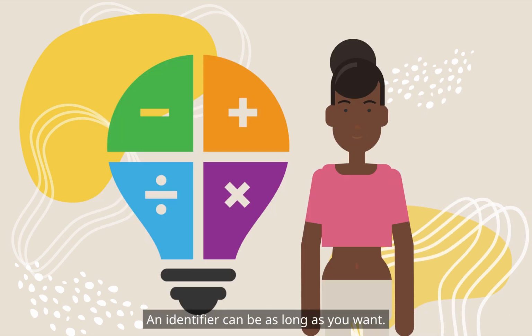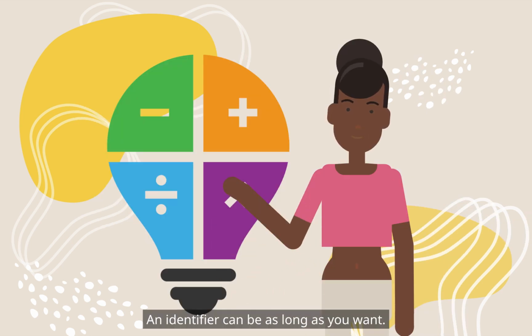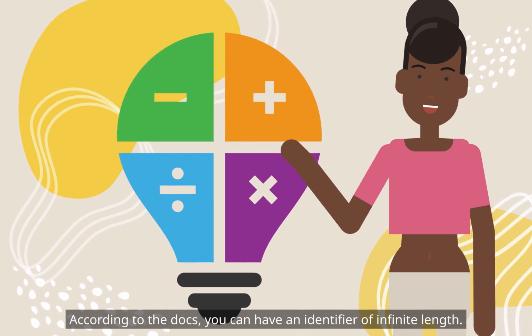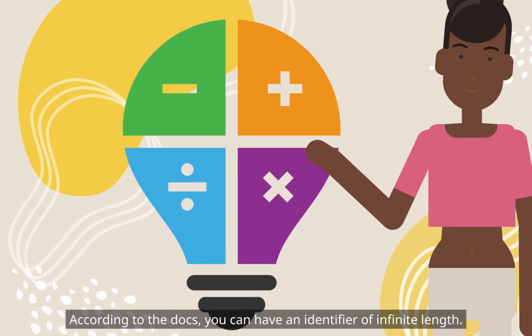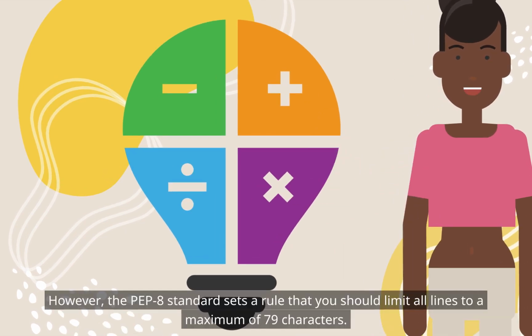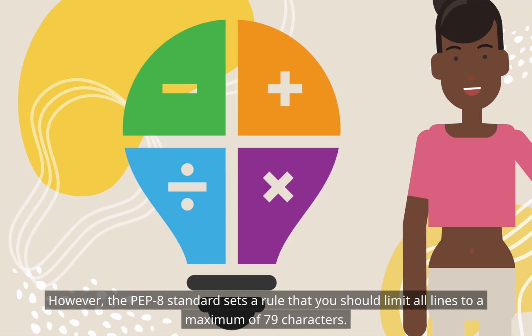An identifier can be as long as you want. According to the docs, you can have an identifier of infinite length. However, the PEP 8 standard sets a rule that you should limit all lines to a maximum of 79 characters.